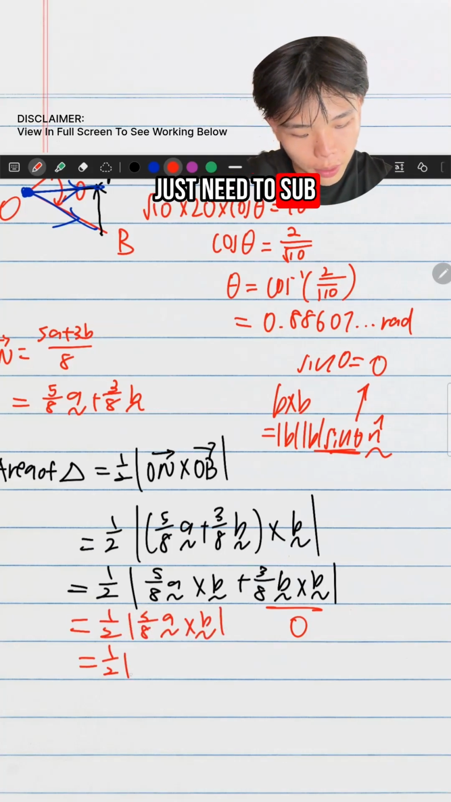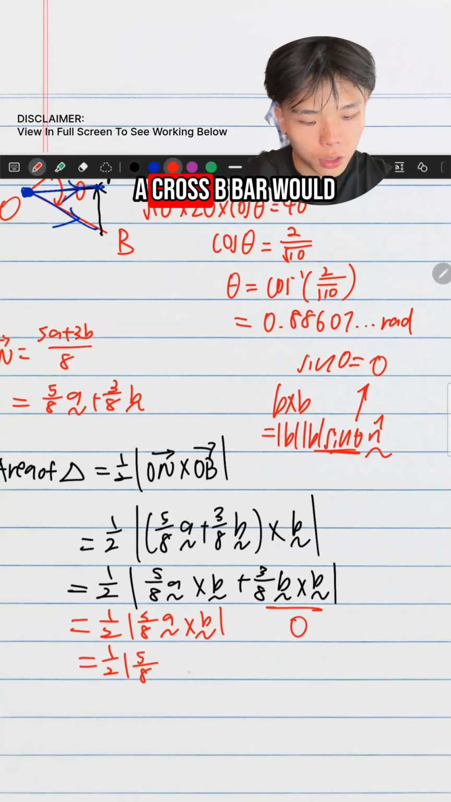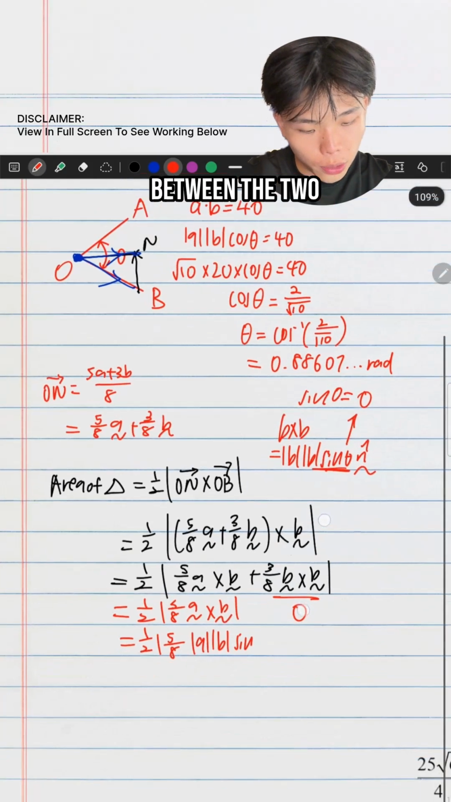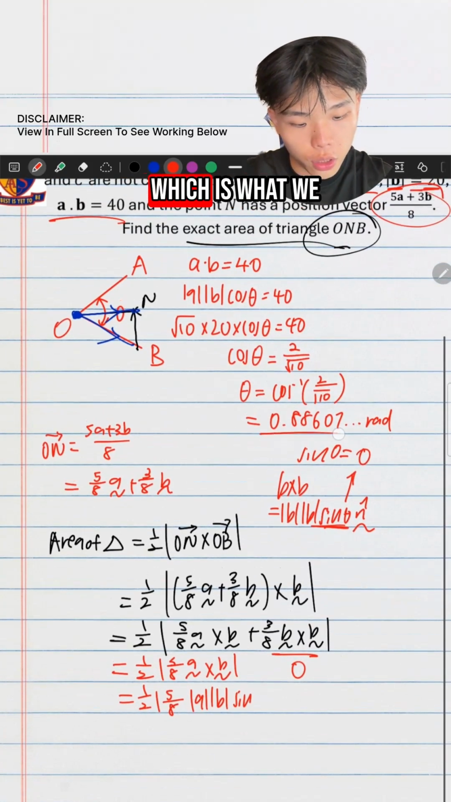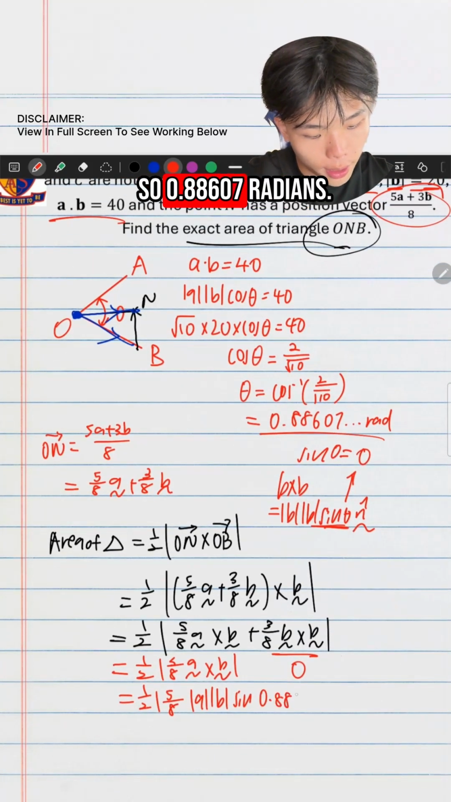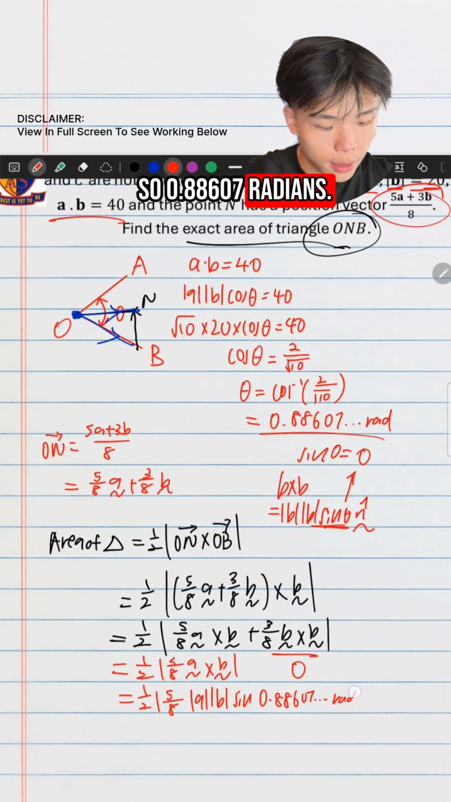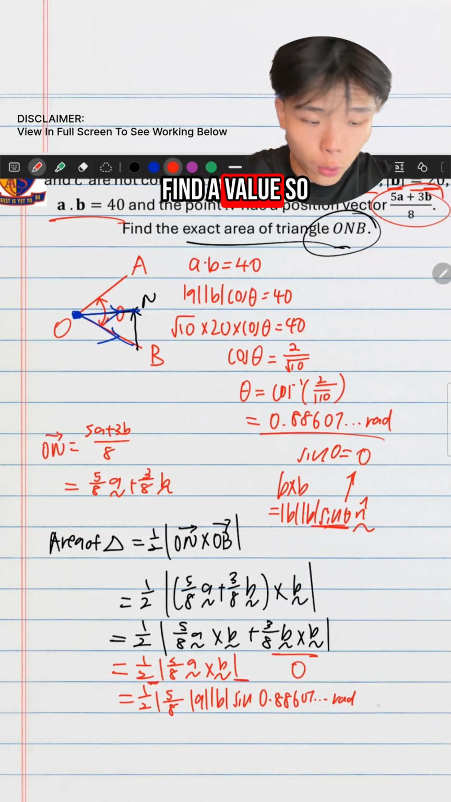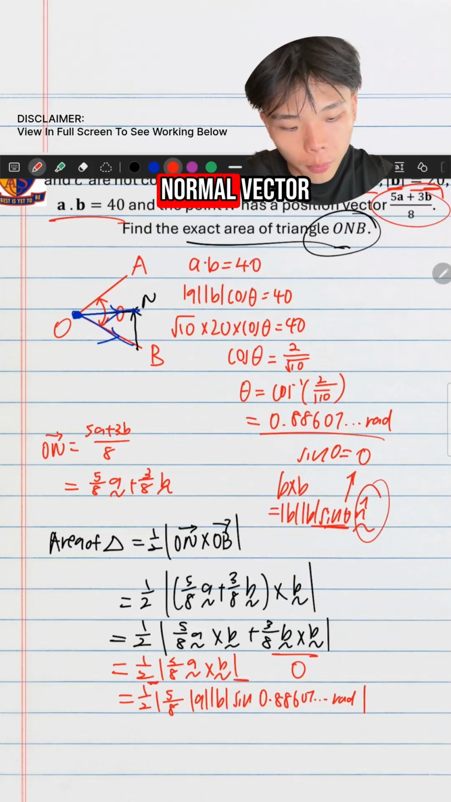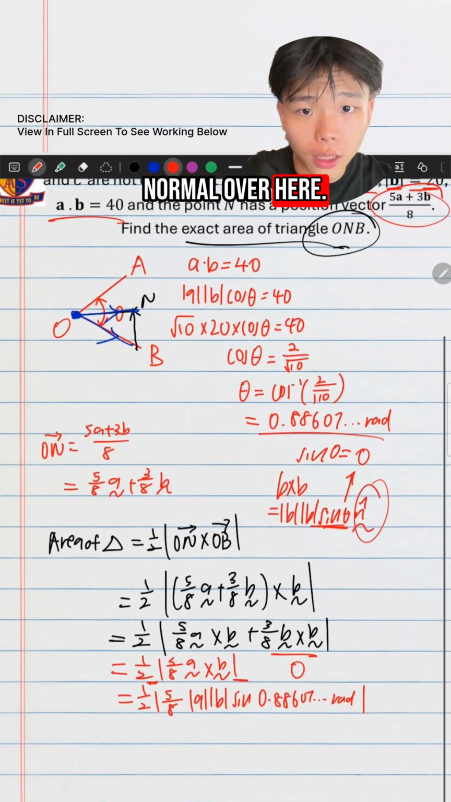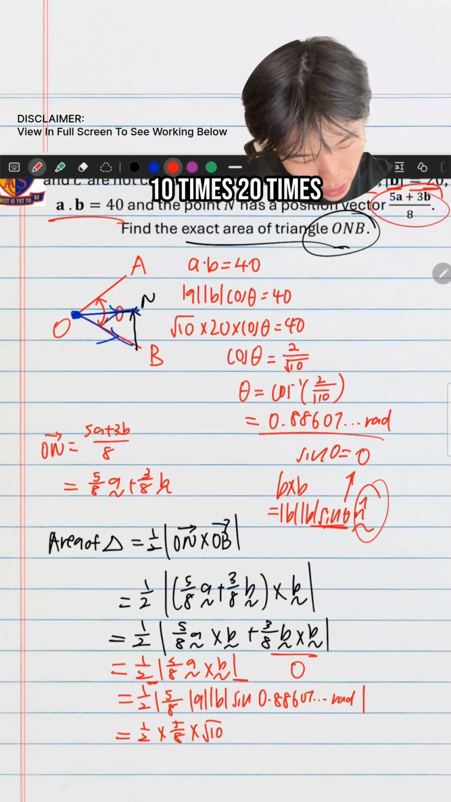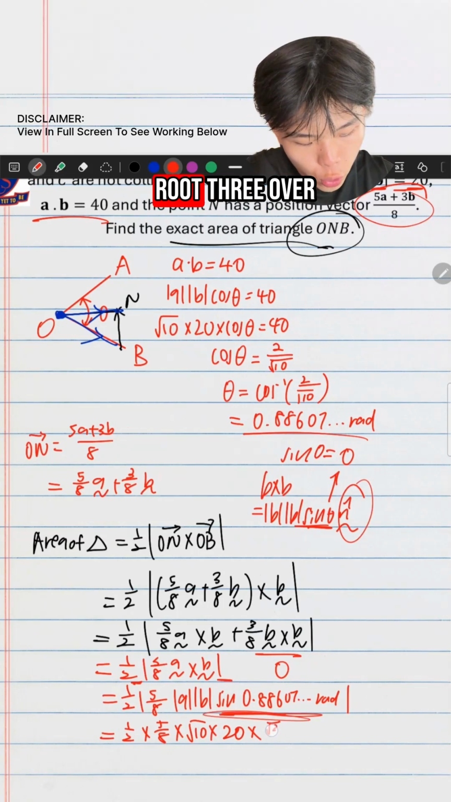And from here we just need to sub in the respective values, right? A bar cross B bar would be mod A, mod B, sine, and then the angle between the two different vectors over here, right? Which is what we got over here. So 0.88607... radians. And since this is modulus over here, modulus essentially is just trying to find the value. So we can ignore the normal vector because we are not trying to find a normal over here. We're trying to find the area. So in the end, we get half times 5 over 8 times root 10 times 20 times root 3 over root 5, right?